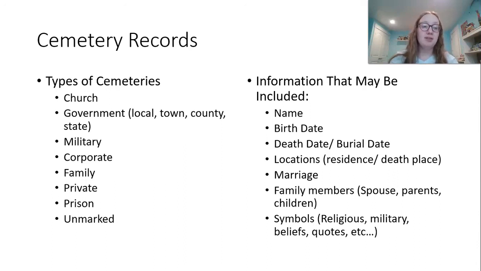But things that you may be able to find from cemetery records are names, birth dates, death dates / burial dates, locations, where did they live, and then death place, or burial place because you'll be at the cemetery. Marriage information, family members. A lot of people are buried next to a spouse and or parents or children, so you can find them too. And then symbols on the graves may be religious, military, beliefs, quotes, and maybe I'll just tell you something about the person.